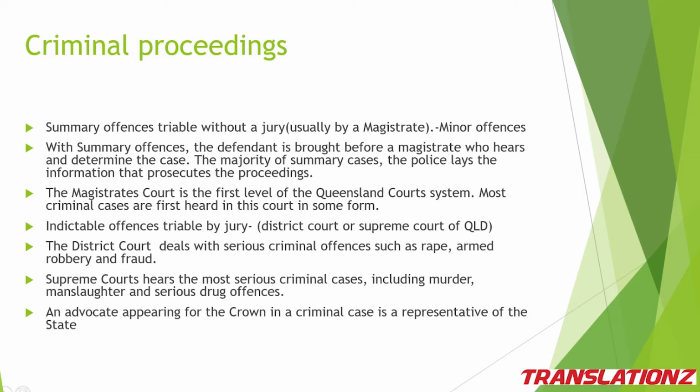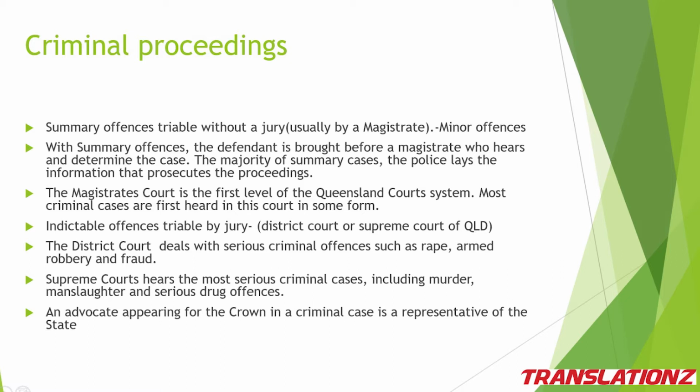Shoplifting, a teenager being a bit naughty, doing those minor things: usually you're tried without a jury, usually by a magistrate. You go to Brisbane Magistrates Court, Redcliffe Magistrates Court, Sandgate Magistrates Court. It's minor offences. With summary offences, the defendant is brought before a magistrate who hears and determines the case. In the majority of summary cases, who is standing there prosecuting them, or who is the one to accuse them? It's the police, right?